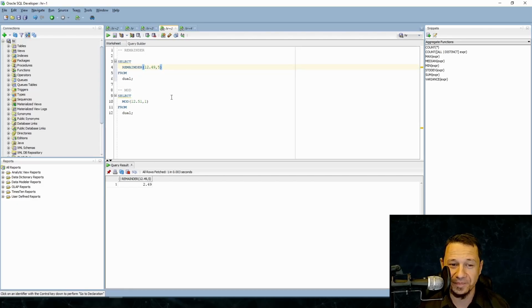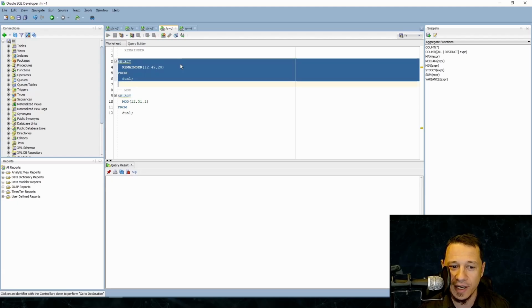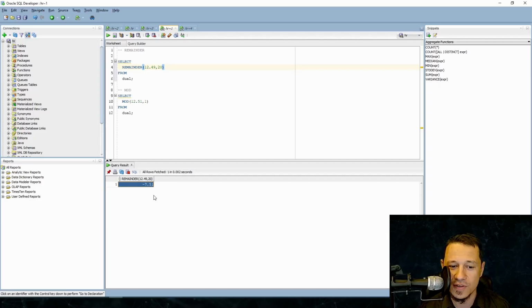Very nice. If we provide a second parameter higher than the first parameter value, it will just return the negative difference of those two numbers. So for example, if I provide 20, 20 multiplied by 1 is higher than 12.49, and we'll get the difference, which is minus 7.51, as this is the higher value.